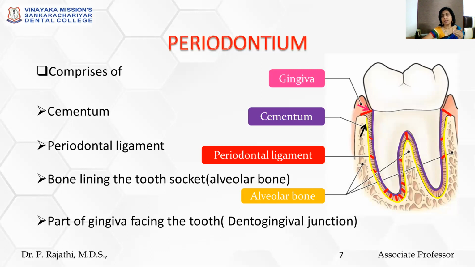So when you say periodontium, it comprises four structures. One is cementum. Second one is the periodontal ligament fibers. Third one is the bone lining the tooth socket. And fourth one is the part of gingiva facing the tooth. That is nothing but the dento-gingival junction. So the attachment apparatus surrounding the tooth, that you call periodontium.